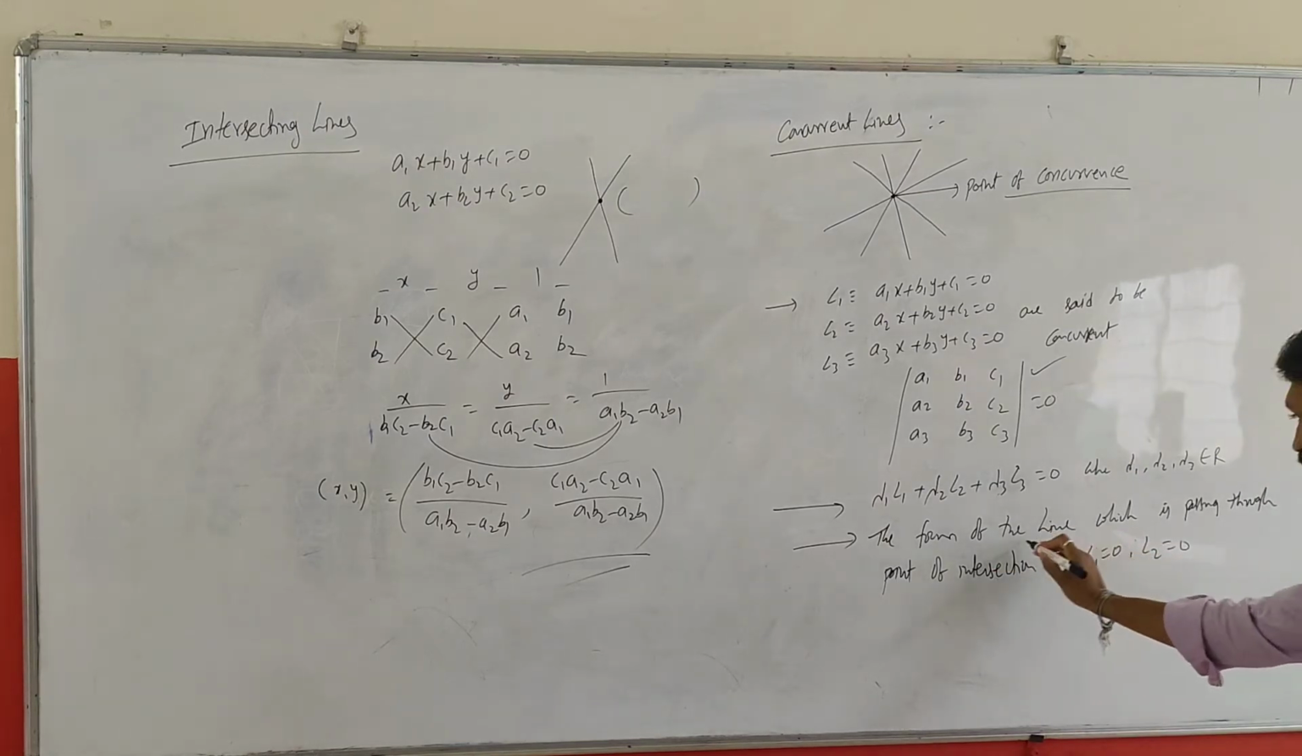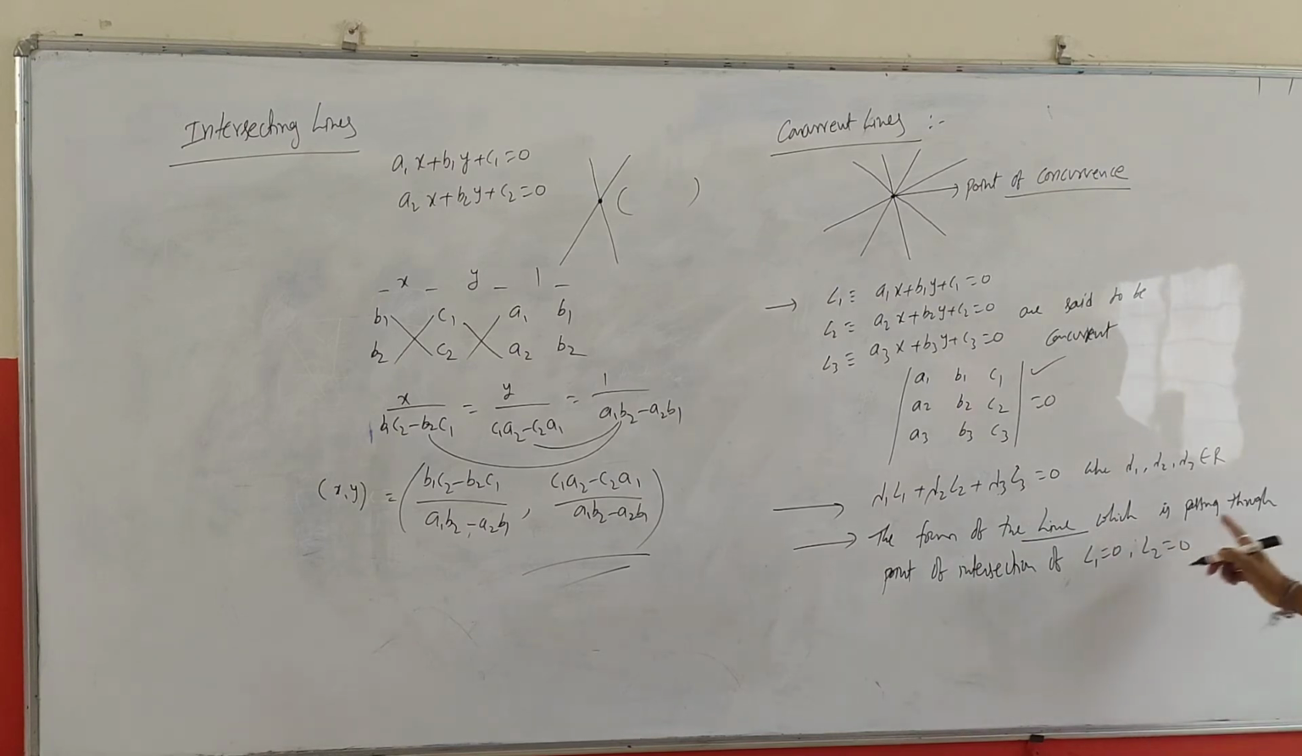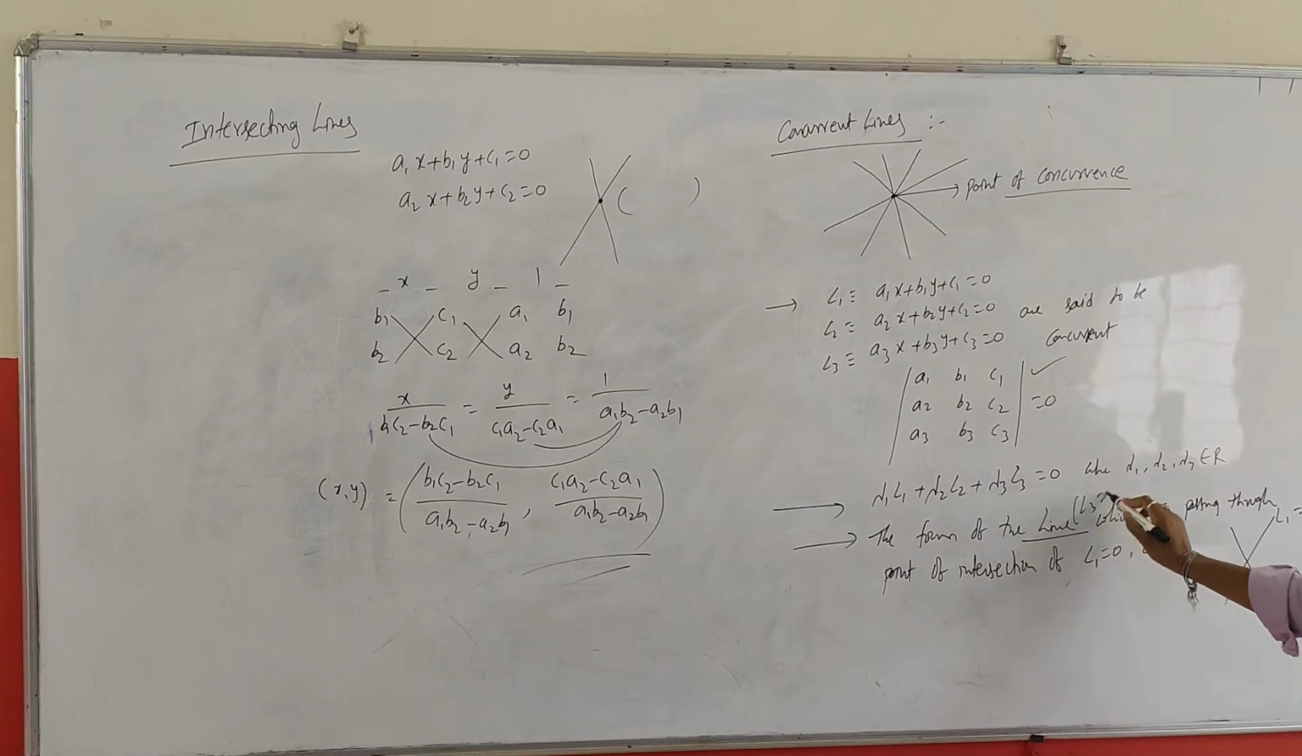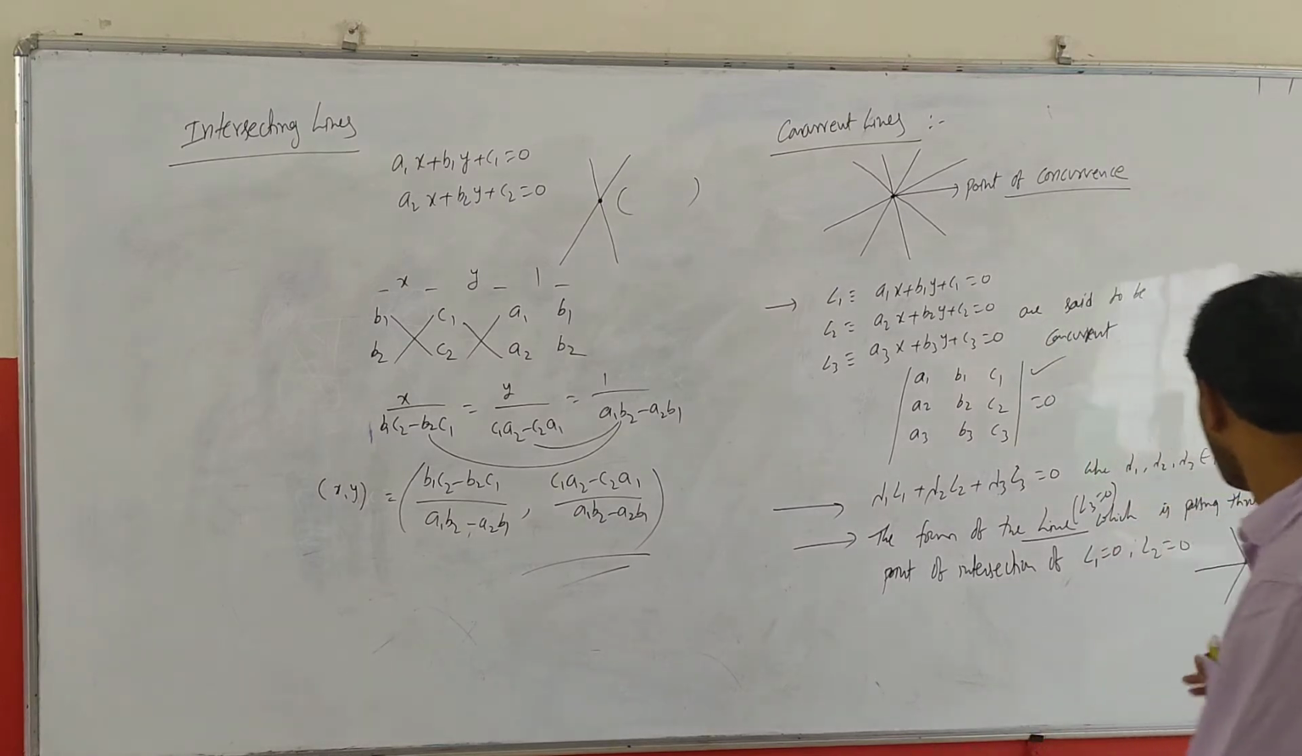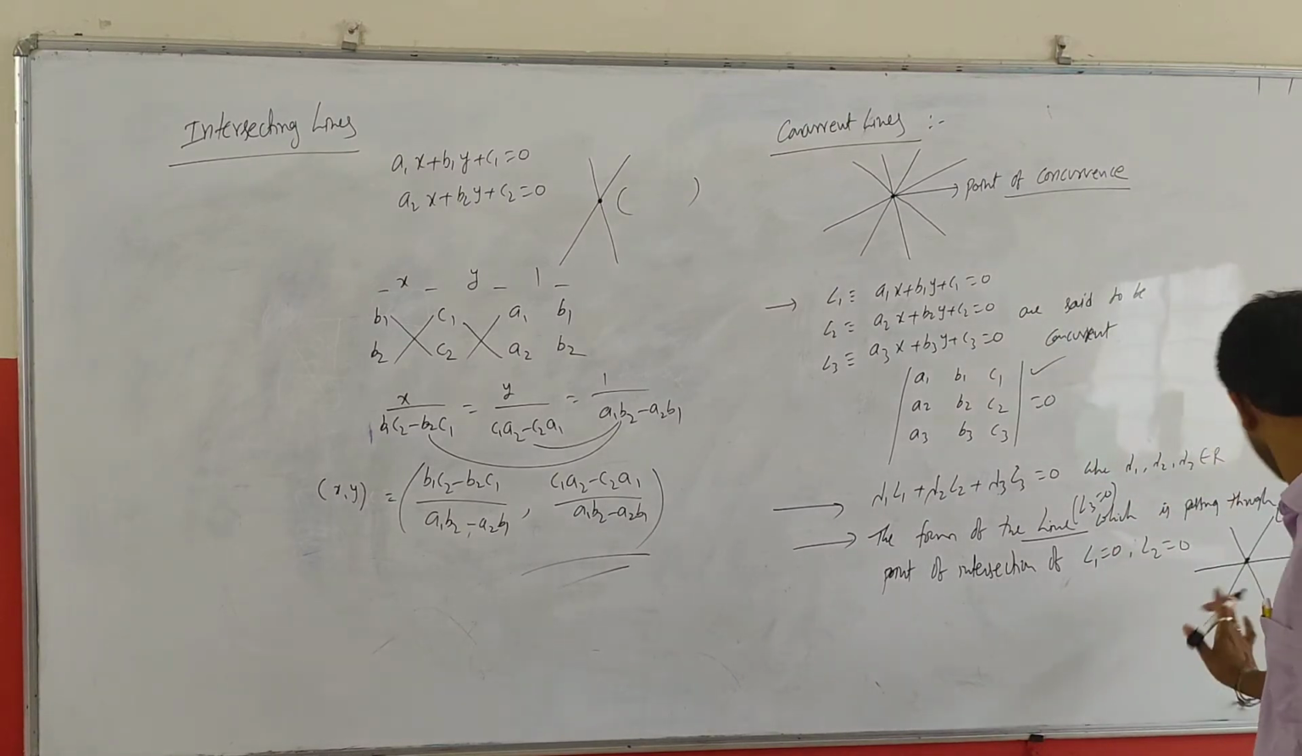The form of the line, we are going to find the form of the line which is passing through the point of intersection of L1 is equal to 0 and L2 is equal to 0. Now we want to find out the L3 is equal to 0, the third line, which is passing through the point of intersection of these two lines. Then what can you say? These L1, L2, L3, all three are concurrent lines.